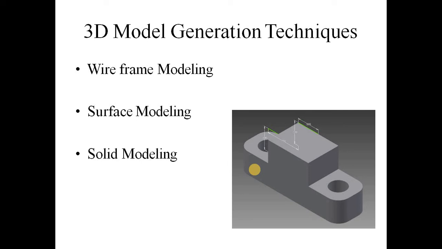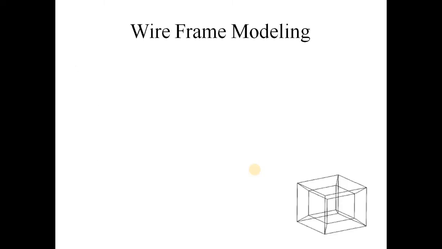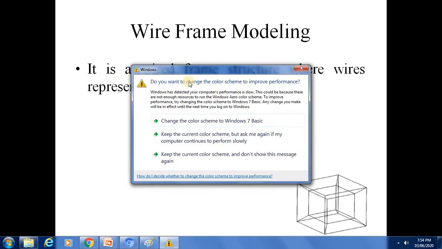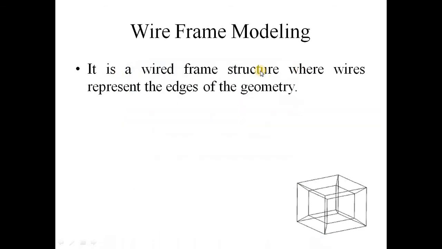We start with the wireframe modeling. So wireframe modeling is a very basic 3D model generation technique. So in this modeling technique, a wireframe structure where wires represent the edges of the geometry. Now here you can see this is similar to a cuboid kind of an object. So this is the wireframe model of this cuboid like structure.